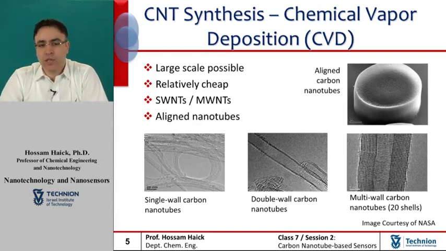The lower right image presents TEM images of multi-wall carbon nanotubes, and the scale bar in this case is 5 nanometers. And this multi-wall carbon nanotube is similar to wrapping 20 sheets of graphene.